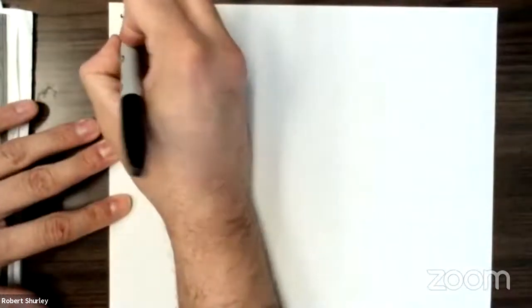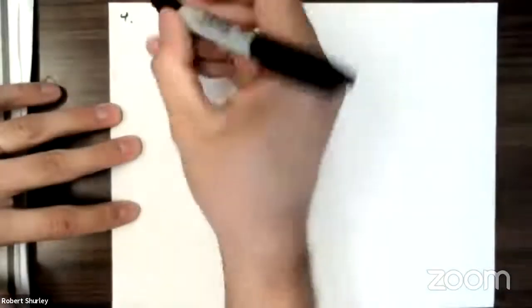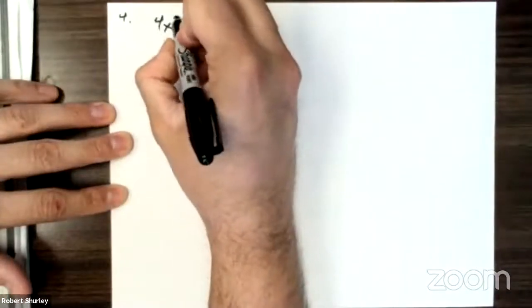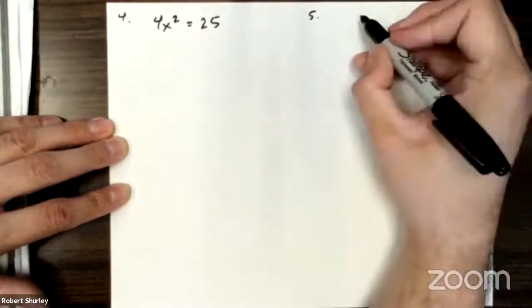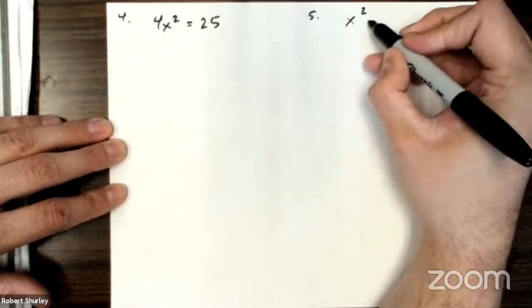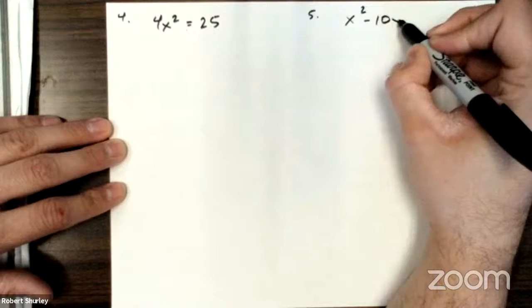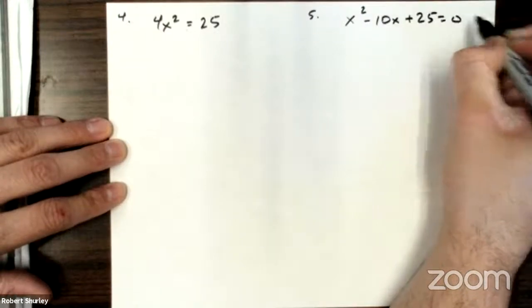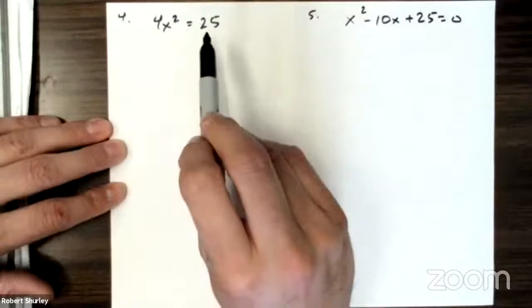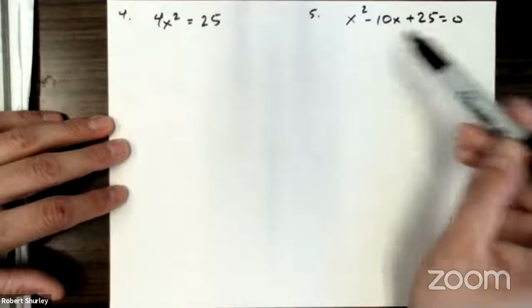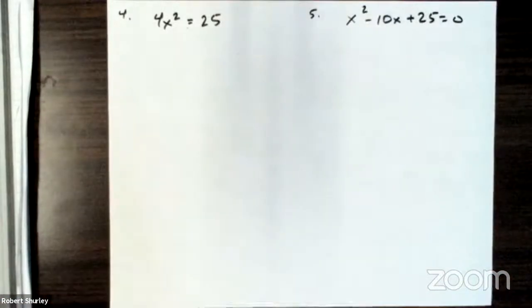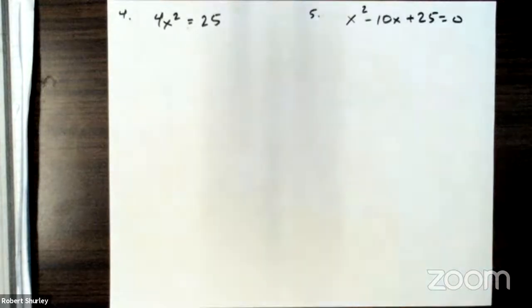Number 4. Not sure if your book even does one like this, but I know it uses it later. So let's say we had 4x squared equals 25. And then number 5, let's do x squared minus 10x plus 25 equals 0. So I want you to try both of these, okay? You've got to move that 25 over first and factor it completely. This one you can factor just by putting in the parentheses, okay? So try those two. The answers are going to wind up being a little different than what we saw on the last page.